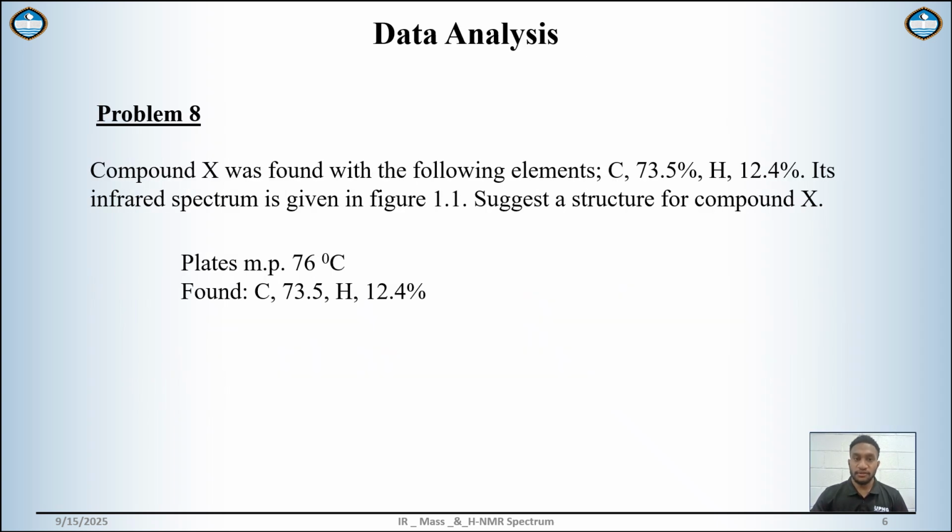Data analysis of problem 8. Compound X was found with the following elements: carbon with 73.5%, hydrogen with 12.4%. Its infrared spectrum is given in figure 1.1. Suggest a structure for compound X.